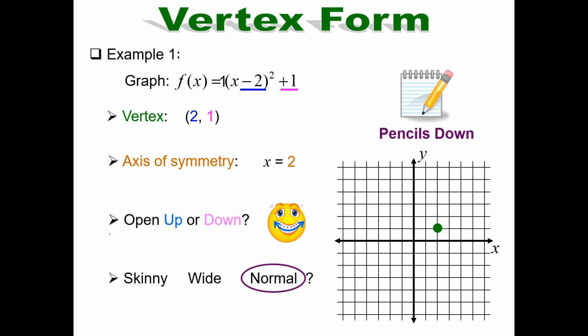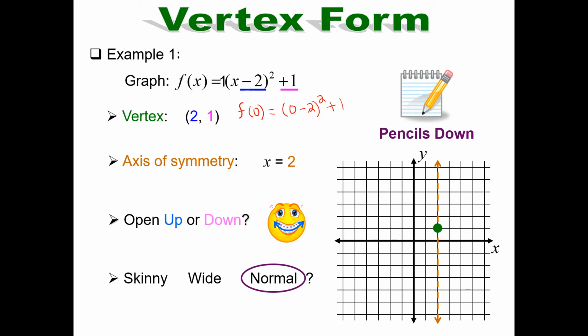Since our AOS goes right through this vertex, we can choose any number close to this number 2, because we can just choose an input. So like 1 or maybe 3. But you know what? I'm just going to choose 0 because it's close enough and it's a y-intercept, which is a good point to find. So I want to find f of 0, just like we always do. When you want to find the y-intercept, you make the x 0.